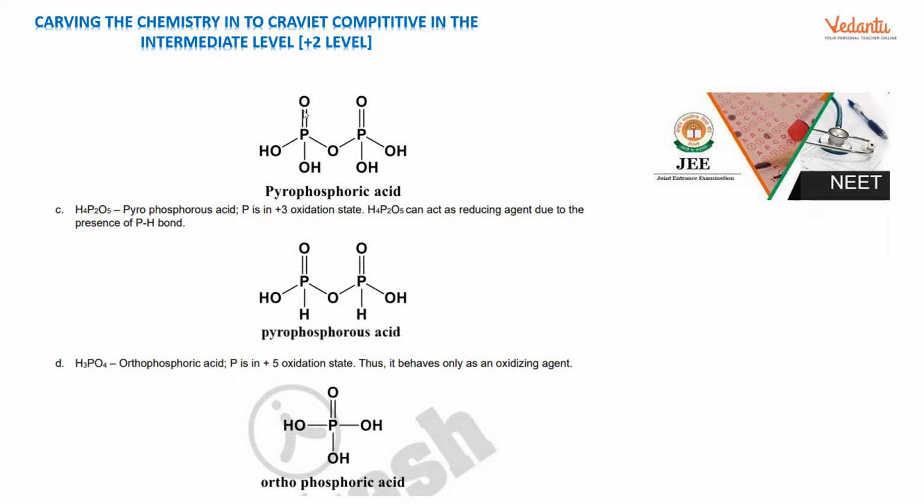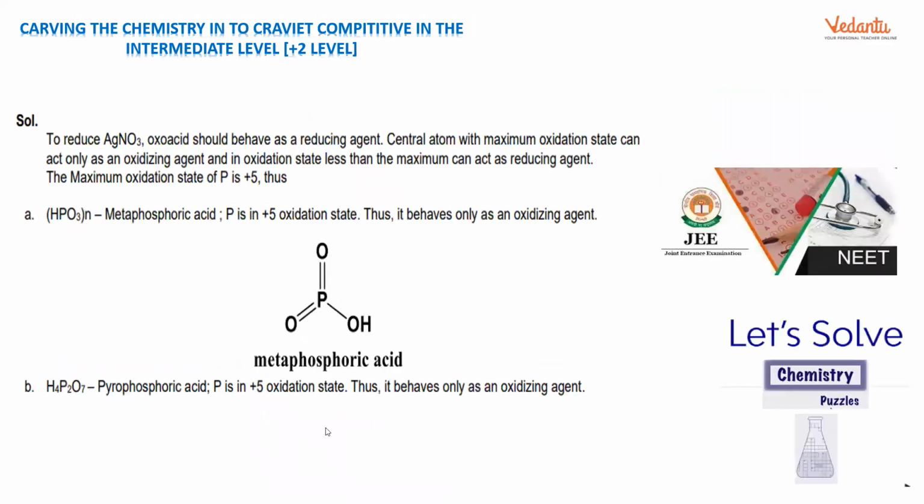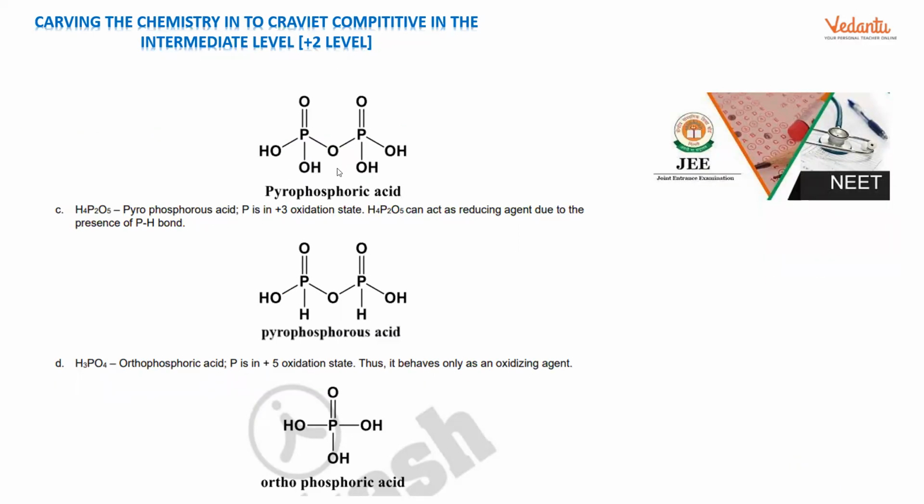Let's count. A double bonded oxygen contributes -2 charge. The ether linkage also contributes -2 charge. So 4, 5, 6, 7, 8, 9, 10. The total negative charge contributed by the oxygens is 10. So 10 negative charges means 10 positive charges will be there. These 10 positive charges are shared between the two phosphorus, so 10 by 2 gives each phosphorus +5 charge, and +5 is the highest oxidation state for the central phosphorus. So it is also not possible for it to reduce silver nitrate.